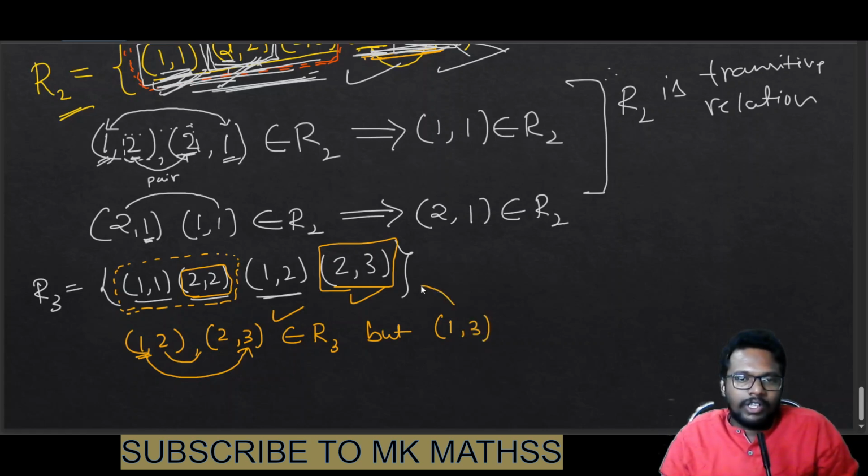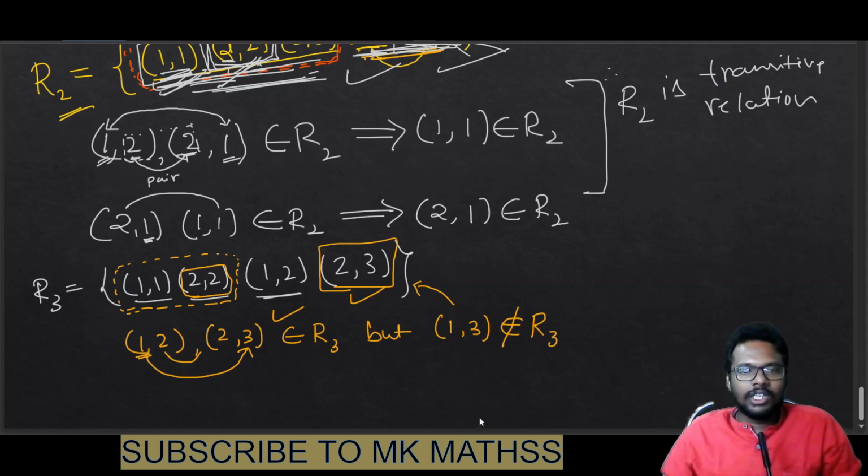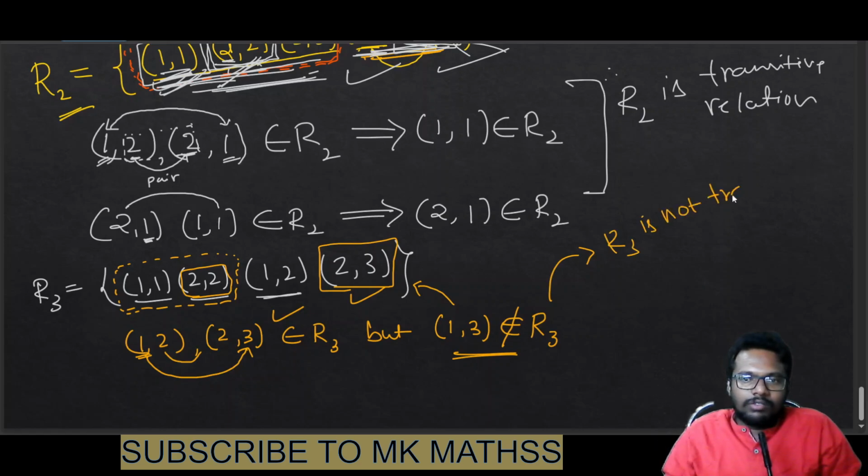But if you verify in R3, there is no (1, 3). There is no ordered pair (1, 3) in R3. So we can conclude that this (1, 3) does not belong to R3. If you get any one ordered pair of this type which is not present in R3, then definitely we can conclude R3 is not transitive. R3 is not a transitive relation.